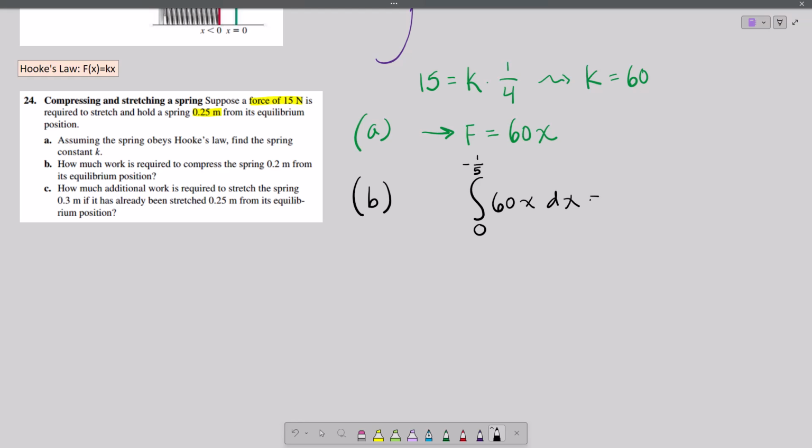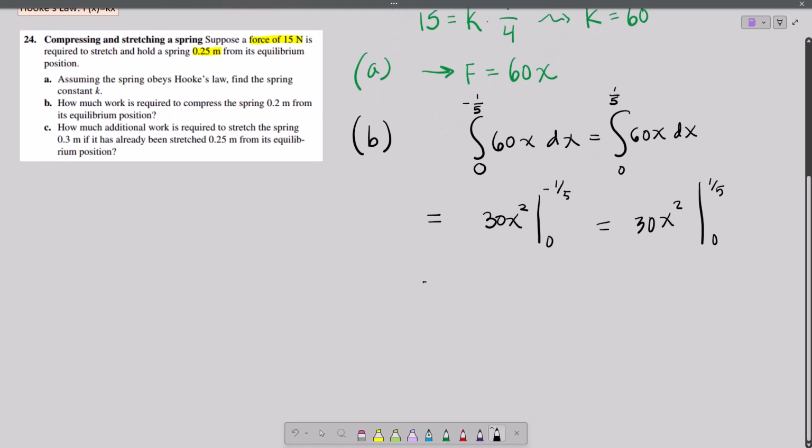But it will be the exact same if you went here, because your linear function, when you integrate it, turns into a quadratic, which will absorb the minus sign. Let's watch. So if we do it over here, in either case, we're going to integrate and get 30x squared. And so whether we go from 0 to negative or 0 to positive 1/5, aren't those going to be the same? Yeah. And conceptually, you kind of know that. Whether you compress it or stretch it the same amount of distance, it's going to take the same work.